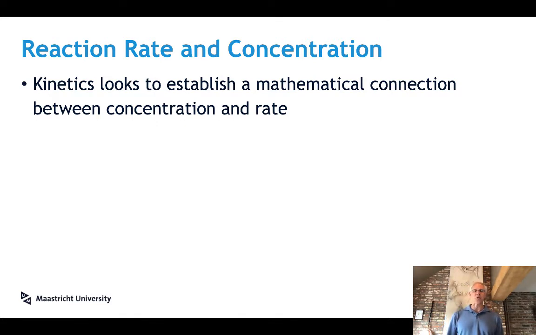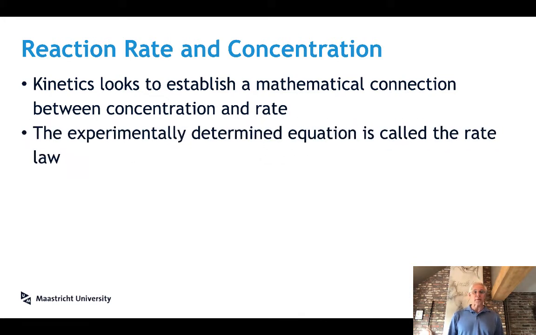Now, the reason we might want to do that is we might be involved in some kind of manufacturing process where the faster that we can make a product, the more money we're going to make in a certain amount of time. And so we want to see what is that relationship between concentration and rate so we know what we need to feed in order to get a certain amount of product out at some certain rate.